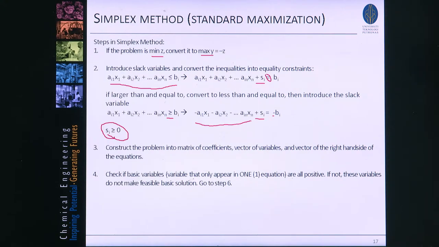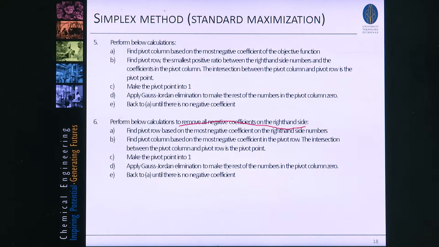If we assume that now all basic variables are positive, we go to step five, and we find a pivot column based on the most negative coefficient of the objective function. We will see that in a moment. Then we find the pivot row, the smallest positive ratio between the right-hand side numbers and the coefficients in the pivot column. The intersection between the pivot column and pivot row is the pivot point. Then make the pivot point into 1, and then apply Gauss-Jordan elimination.